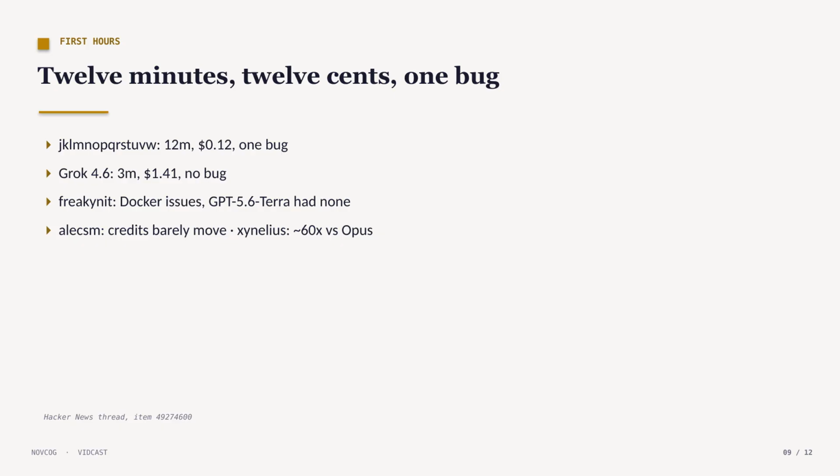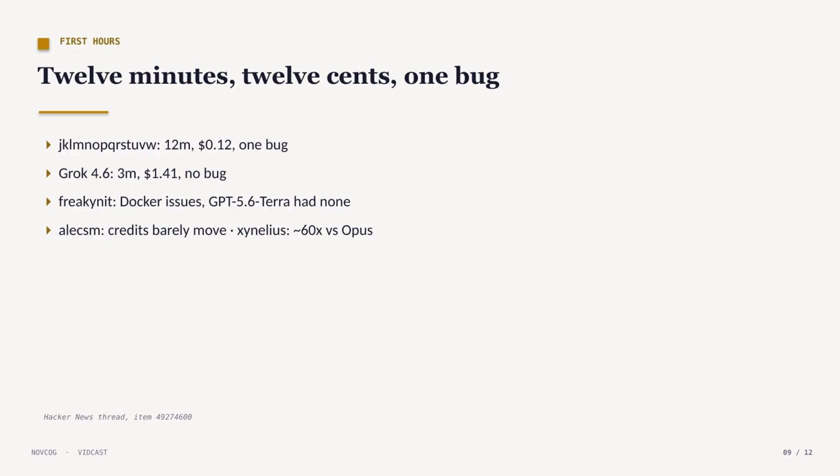Numbers on paper, then. What do practitioners find in the first hours? One Hacker News commenter ran the same task on two models. DeepSeek V4 Pro worked for 12 minutes, cost 12 cents, and shipped a bug. Grok 4.6 worked for 3 minutes, cost $1.41, and did not. The cheap run failed the task. The expensive one passed. A second commenter reported that on a complex Docker setup, V4 Pro had a few issues where GPT 5.6 Terra had none.